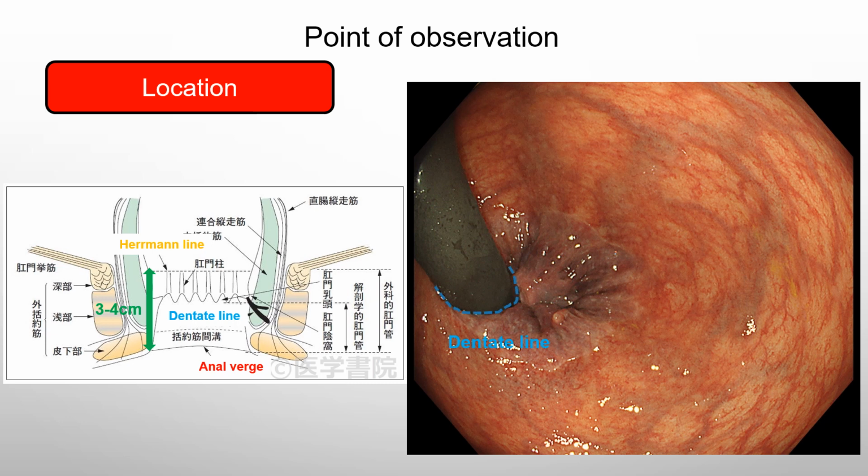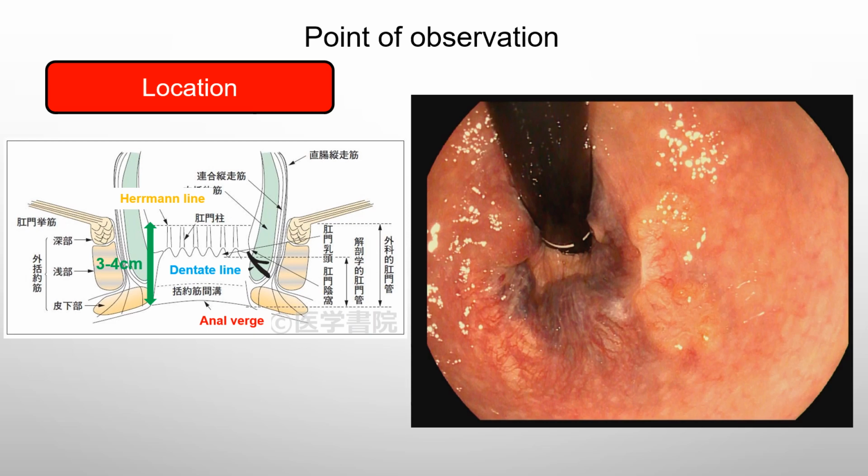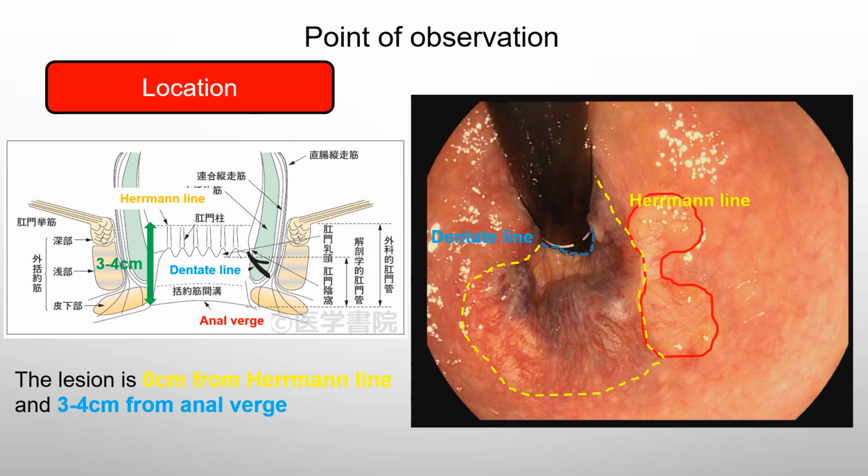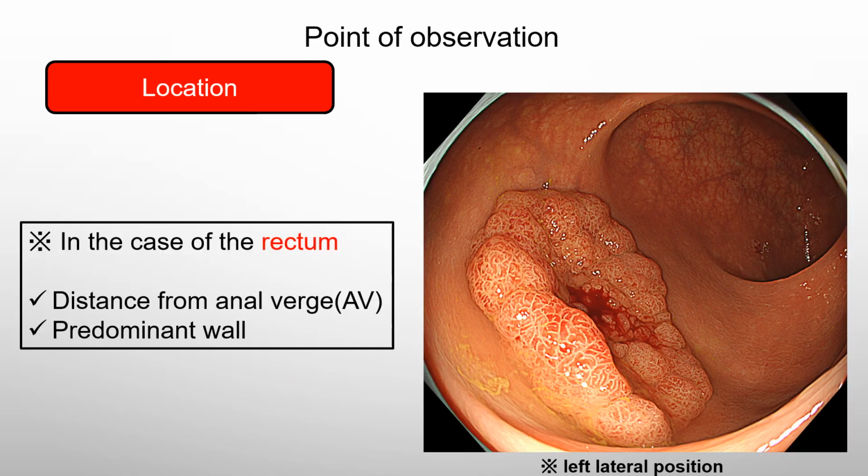This is dental line. This is Hermann line. The region is located in the rectum. The region is 0 cm from Hermann line and 3 to 4 cm from anal bulge. In the case of this region, it is located on the left wall of the rectum.